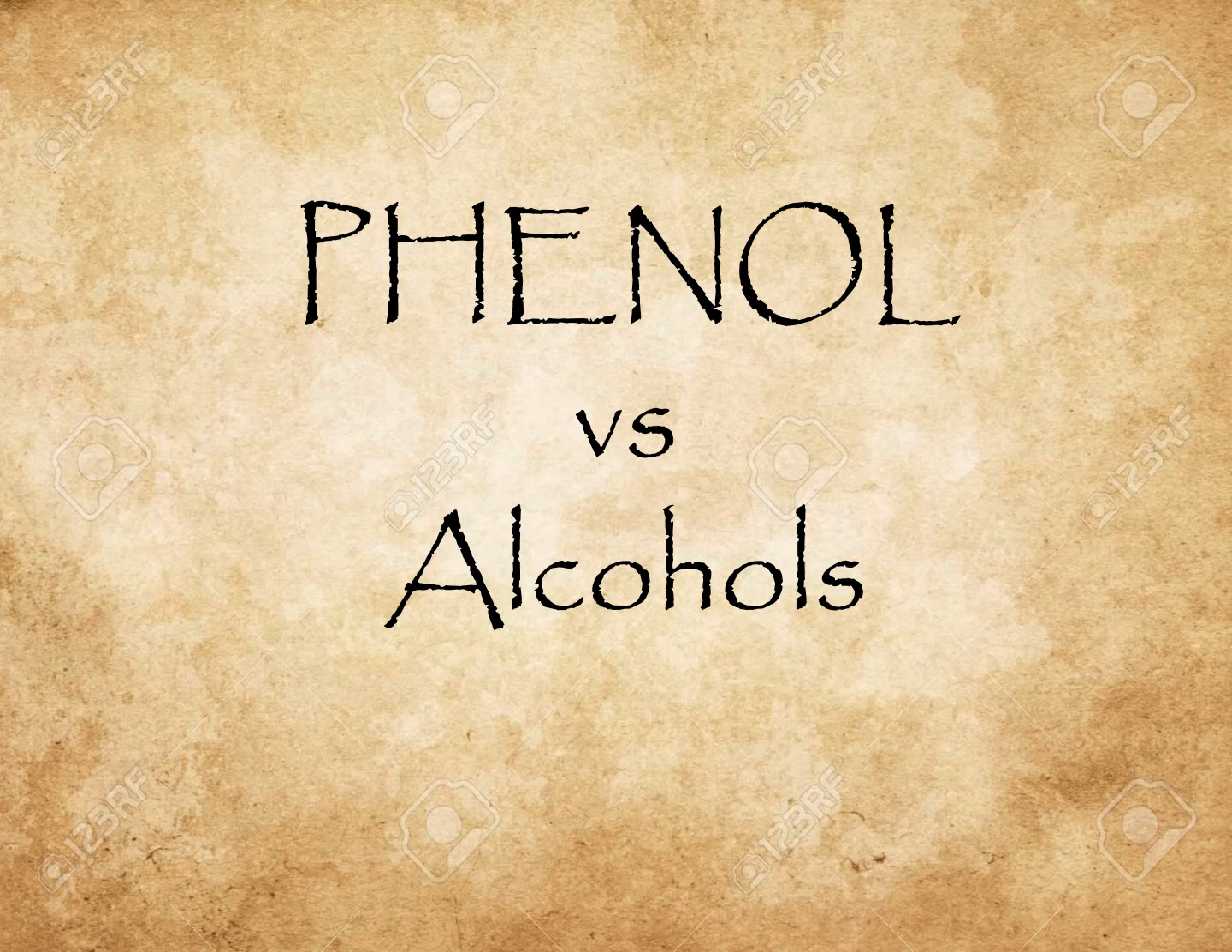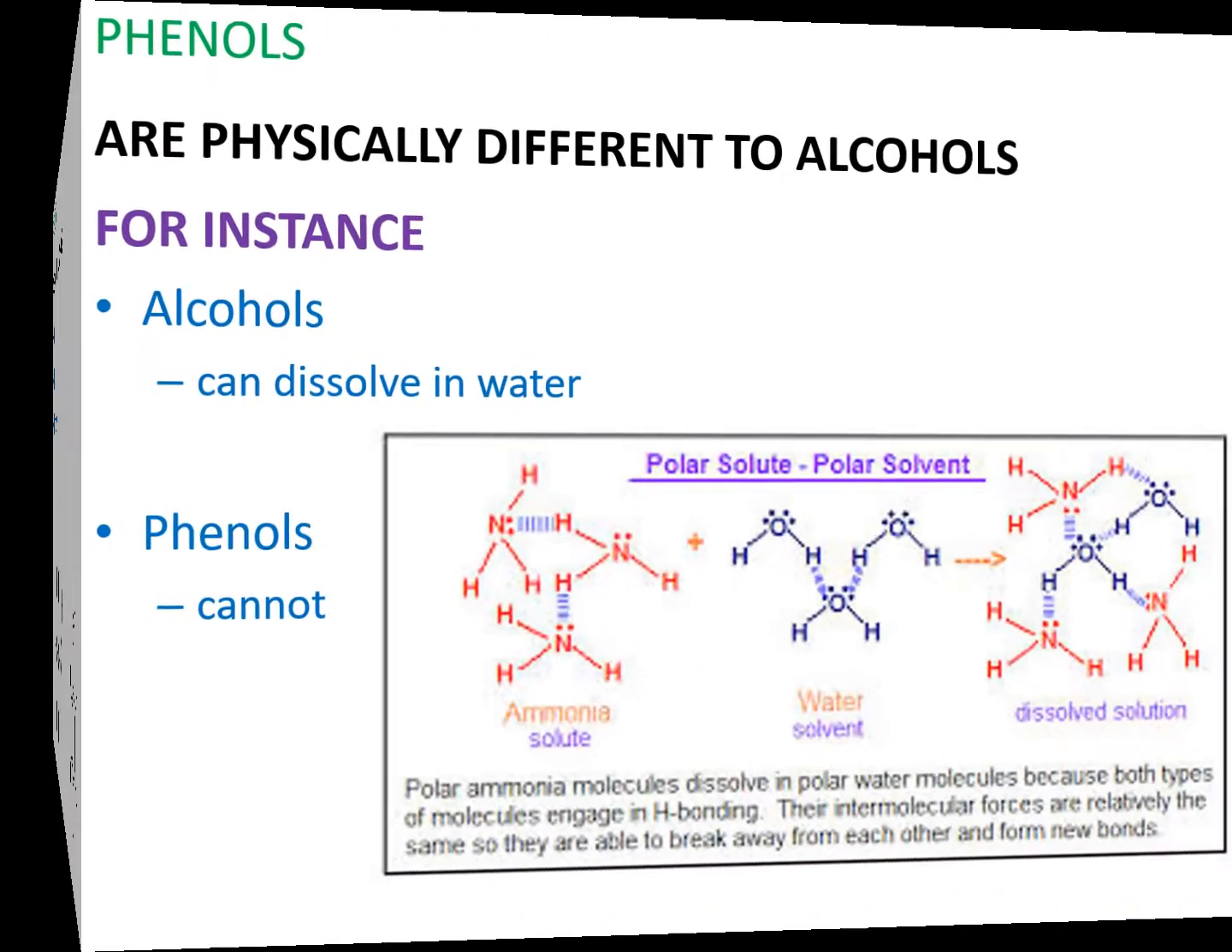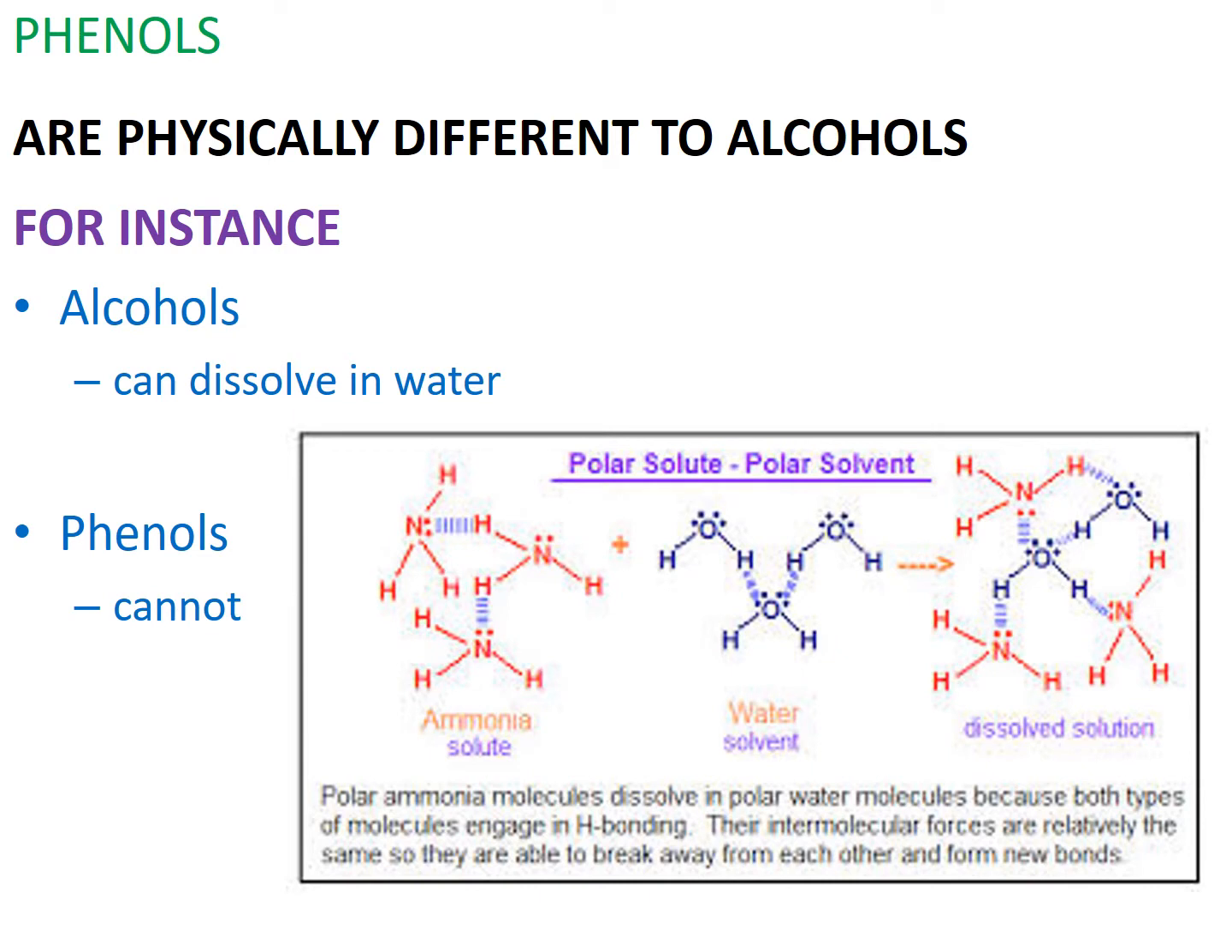In the previous video, you learned that phenol was a benzene ring with an alcohol group. But rest assured, phenol is nothing like an alcohol. In fact, there are some key differences between phenol and other alcohols in terms of their physical and chemical properties. One difference is alcohols can dissolve in water, and phenols cannot.